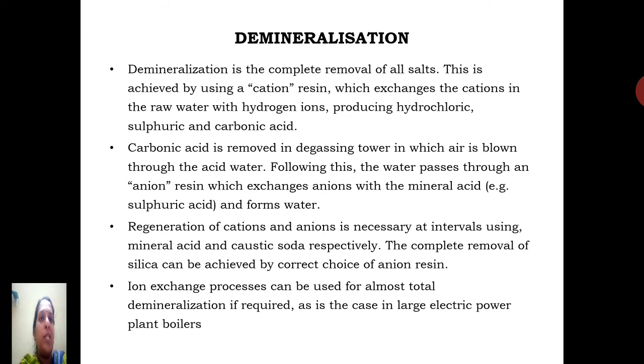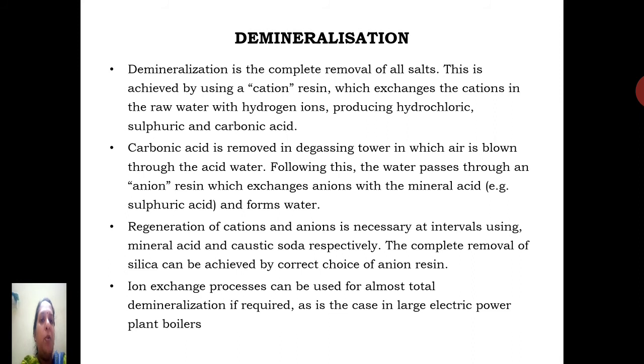As we already saw, demineralization is a complete removal of all salts. It is done by cation resins as well as anion resins. The cations react with hydrogen ions, producing hydrochloric, sulfuric as well as carbonic acid. This carbonic acid is removed in a degassing tower, in which air is blown through the acid water. Following this, the water passes through an anion resin, which exchanges anions with the mineral acid and forms water. Regeneration of these cations and anions is necessary at intervals using mineral acid as well as caustic soda respectively.